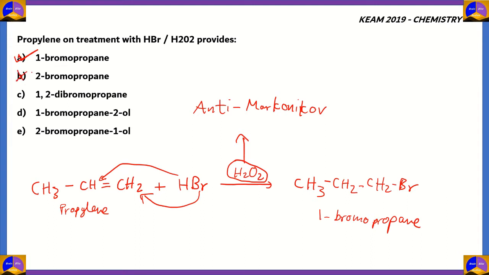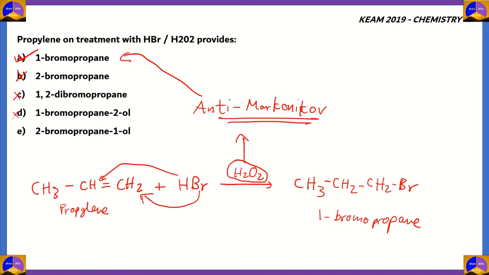2-bromopropane is incorrect because we're using Anti-Markovnikov. That's the reason why H2O2 is present. If we didn't have H2O2, then the addition would be Markovnikov, and then the Br would go to the part with fewer hydrogen atoms. That would have made the product 2-bromopropane. But fortunately here we have H2O2 present. The reaction is taking place in the presence of H2O2. So we have the Anti-Markovnikov addition. That means 1-bromopropane is the answer.